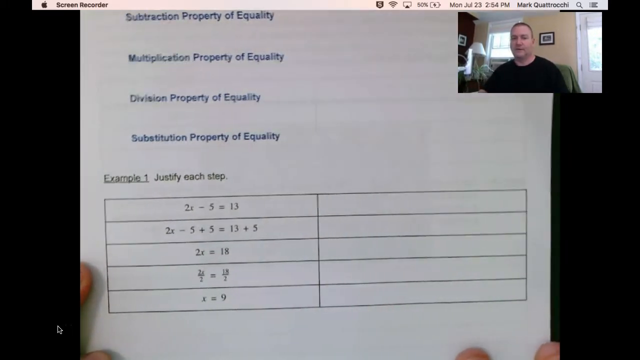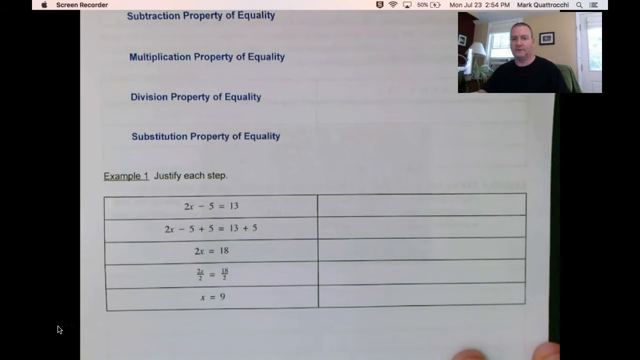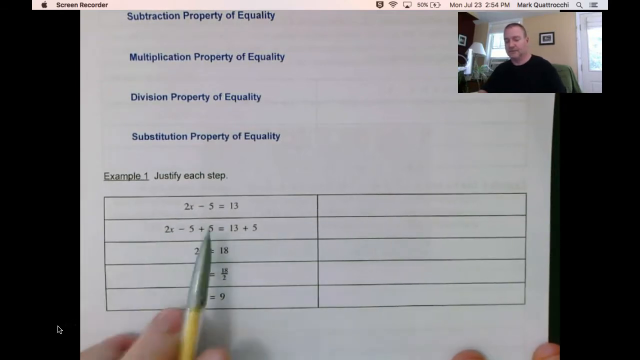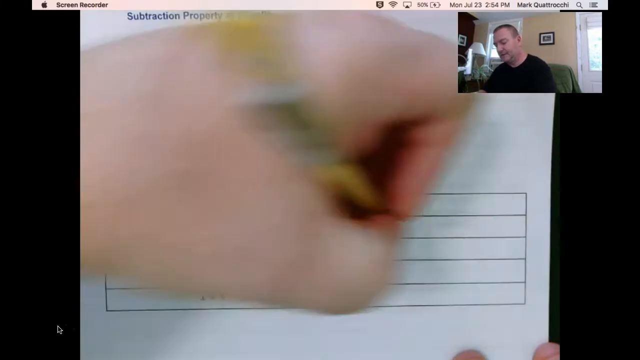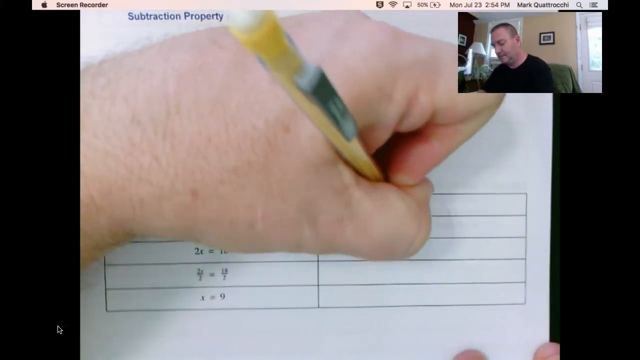We have to start somewhere. And we always start with information that has been given to us. So we're given this equation, and the reason that justifies that step is quite simple. It's given.